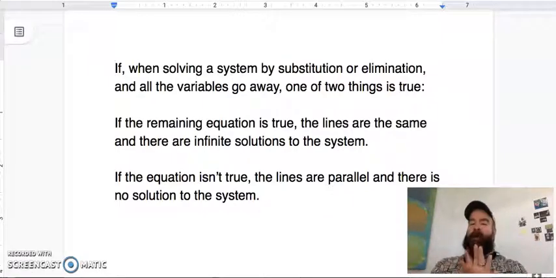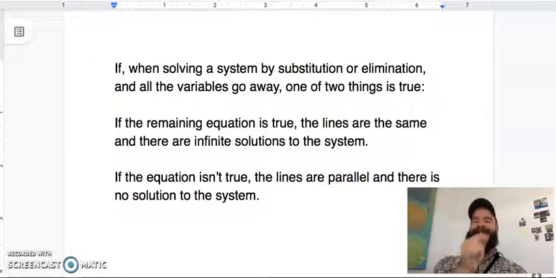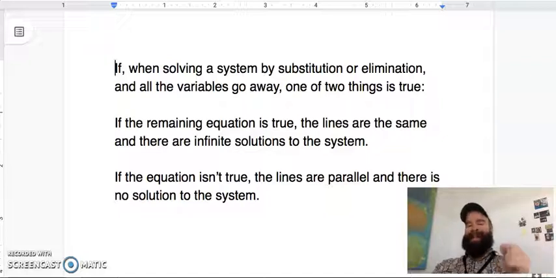So here's a statement of that. If when you solve a system by substitution or elimination and all of the variables go away, one of two things has happened. If the remaining equation, meaning like 0 equals 0, or 3 equals 3, or 6 equals 6, is true, the lines are the same, and therefore there are infinite solutions to the system, and that would be consistent and dependent. If the equation isn't true, like 0 equals 3 or 7 equals 12 or something like that, the lines are parallel, there is no solution to the system, and that is an inconsistent system.